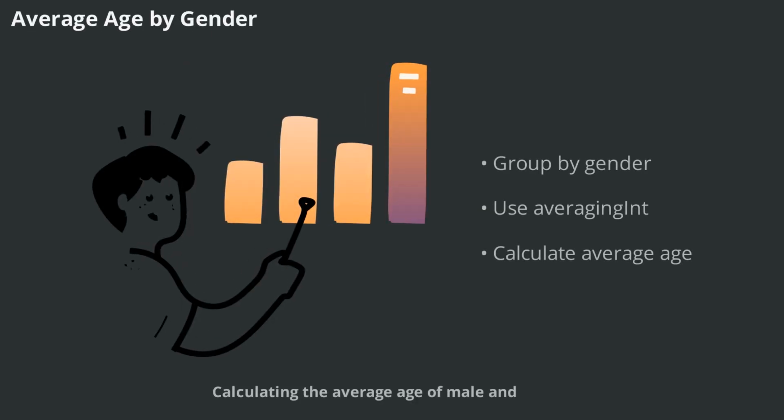Calculating the average age of male and female employees is another popular interview topic. With streams, you can group by gender and use averagingInt to compute the average. This demonstrates your ability to combine grouping and aggregation in a single operation.